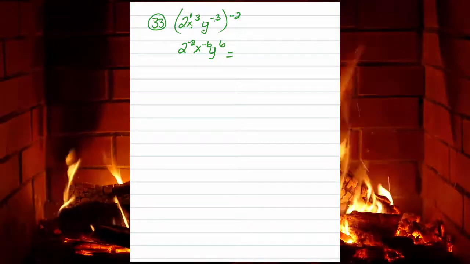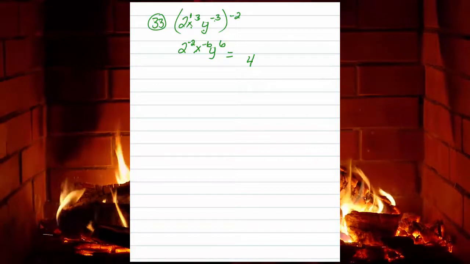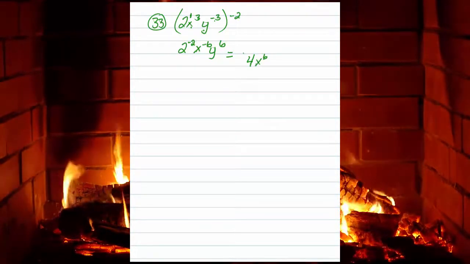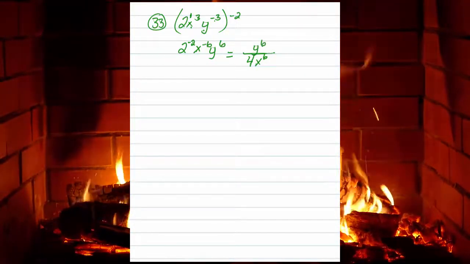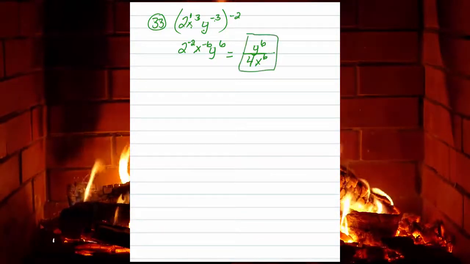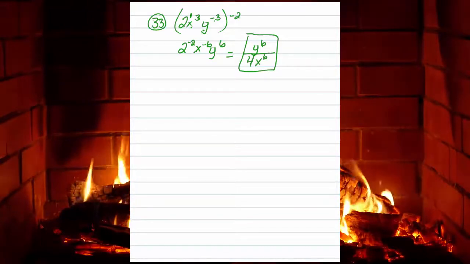My 2 to the negative 2nd power will become 2 squared, which I know is 4. My x to the negative 6th power will become x to the 6th power. And my y, since it's already got a positive power, will stay in the numerator. So we end up with y to the 6th power over 4x to the 6th power.